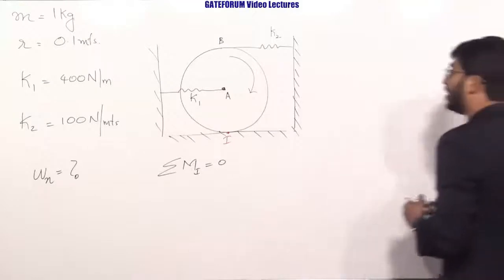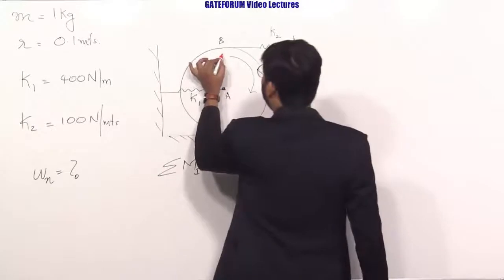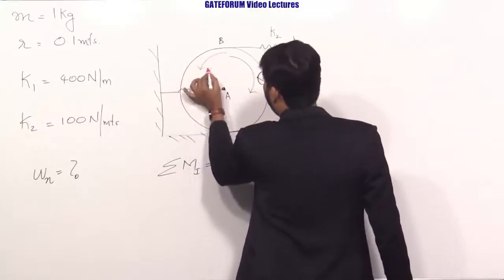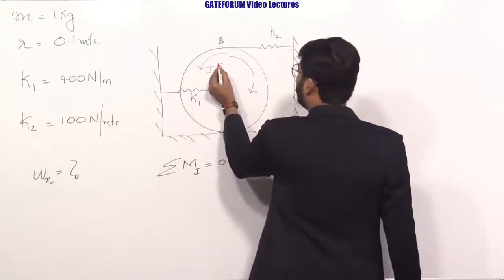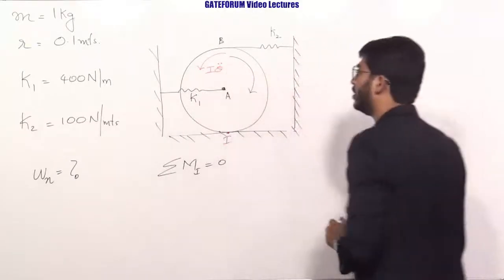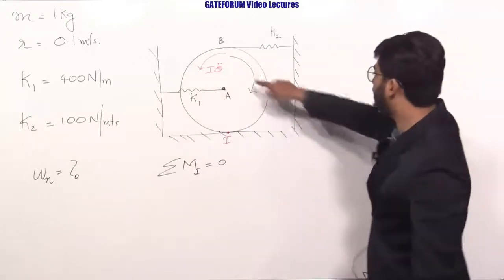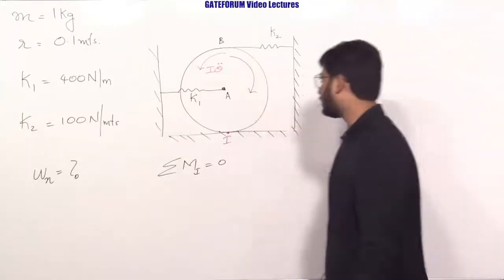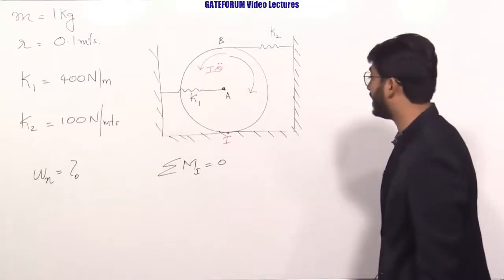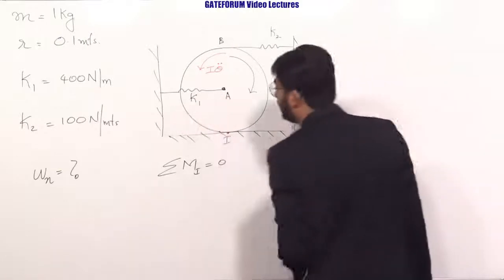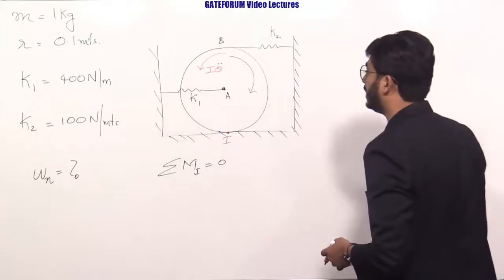So now the inertial torque, that is restoring torque, will be acting in the opposite direction, of magnitude I theta double dot on the disk. Okay, and now once it is tending to rotate in anti-clockwise direction, the spring K1 will be subjected to tension.